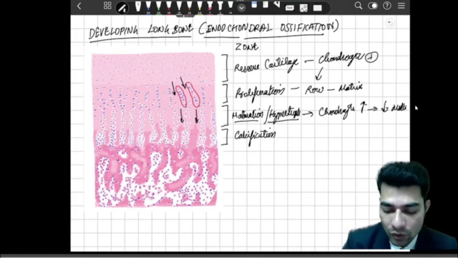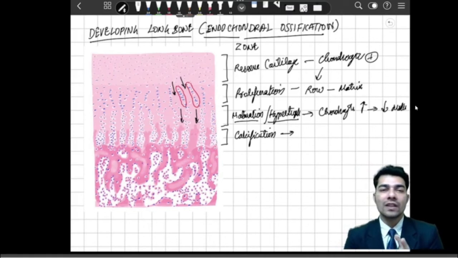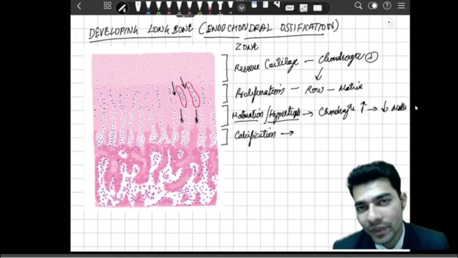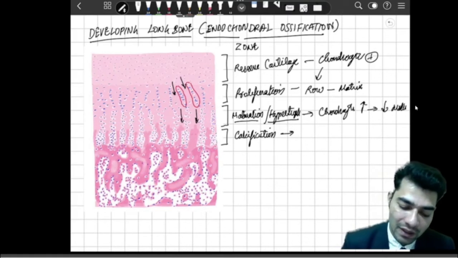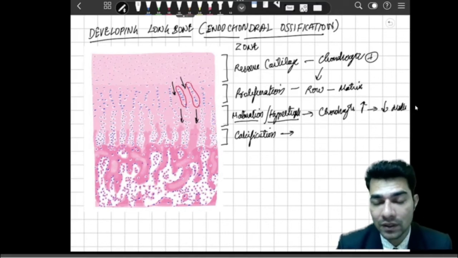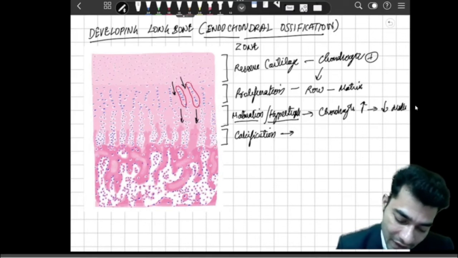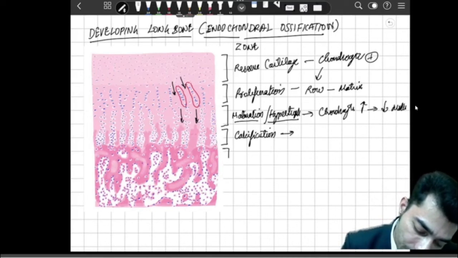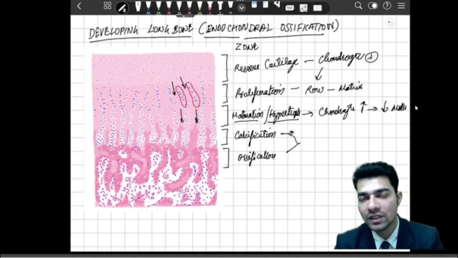Okay, in this zone the inorganic material gets deposited between all this thin matrix. Okay, the matrix is deposited by calcifying substances. Hence it is known as the zone of calcification. Finally, the zone of ossification. So there is a transition from the zone of maturation and hypertrophy.